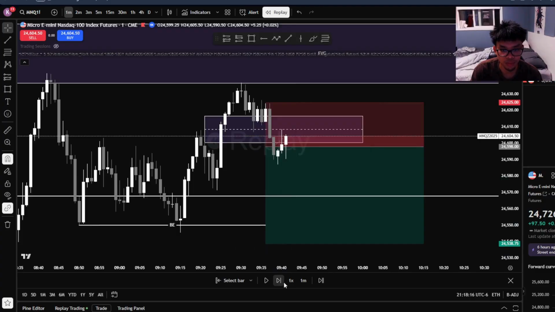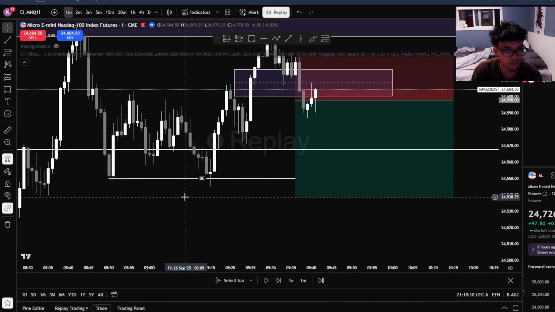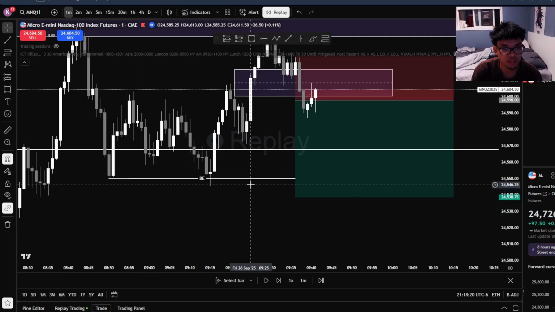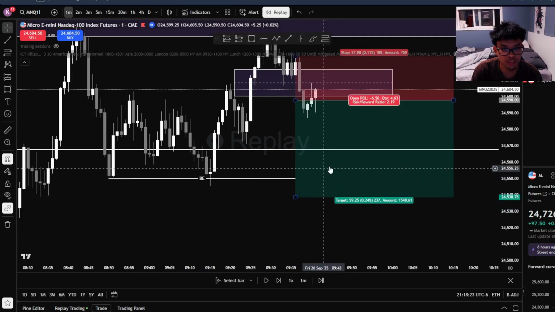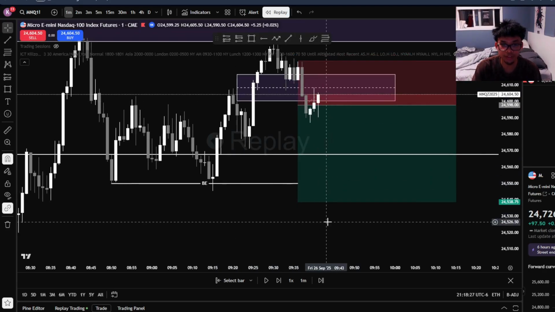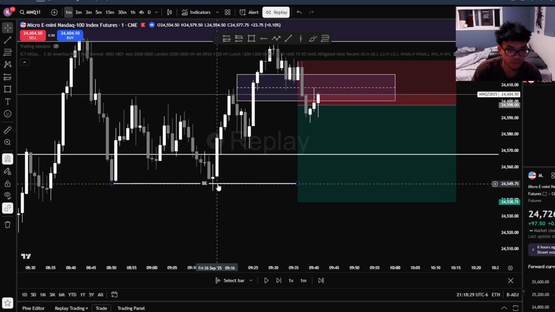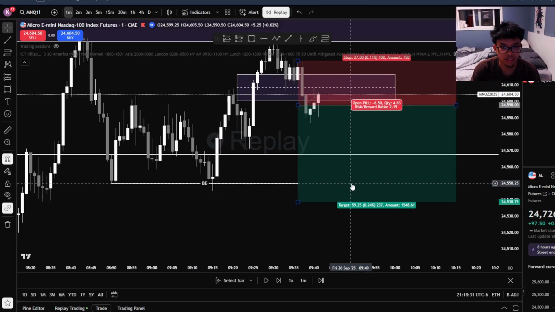So boom, we entered. Our targets are still that swing low. If we retest this and we don't break, I was going to take profit. That's what I was thinking, at least on the third try. The second try, I didn't think about that. Third try, if we hit this, I'll take it.